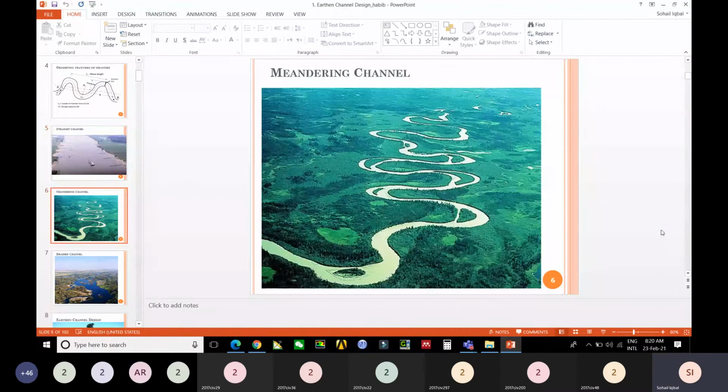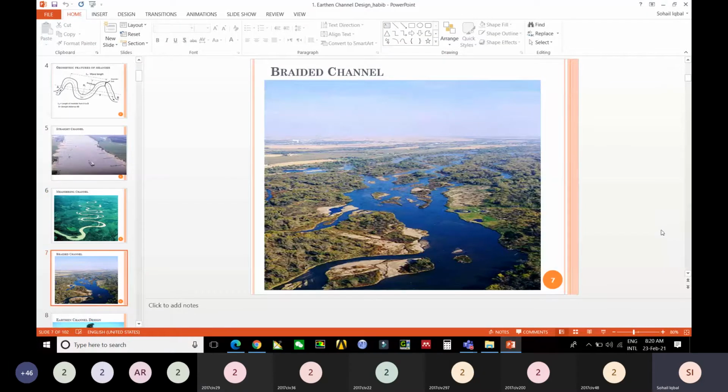So here are the meandering channels, which are natural, and here are the braided channels. It contains small islands. These islands change with the passage of time. They are not permanent. Okay, so why do braided channels form?